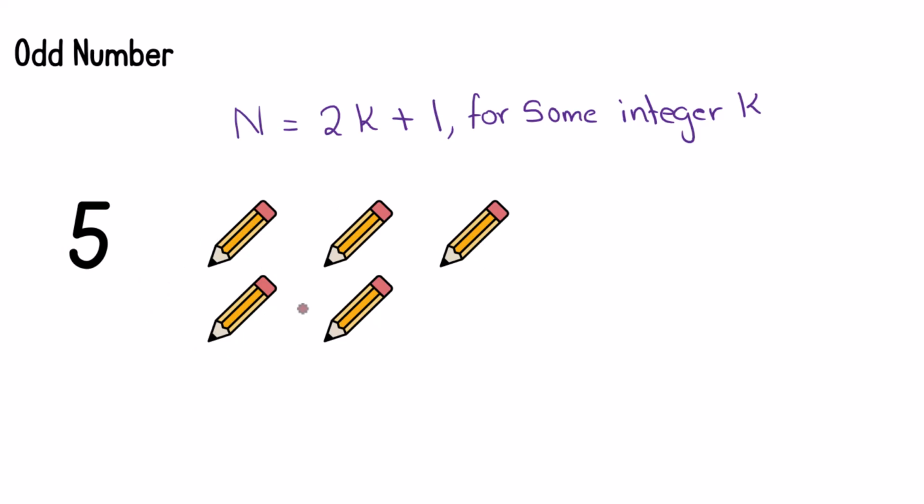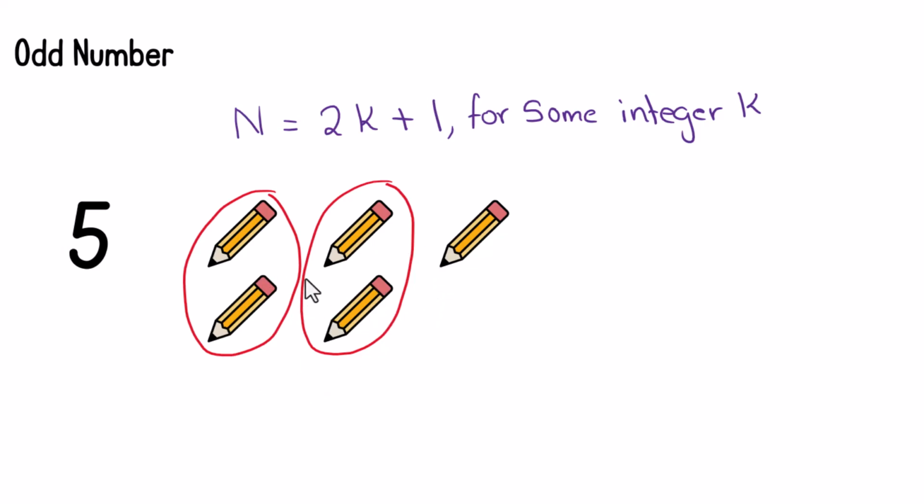So let's do it. This is 1 pair. This is another group of 2 pencils. So what did we notice here? We notice that after forming 2 complete groups of 2 pencils, we are left with 1 pencil that cannot be paired. This is the defining characteristic of an odd number. You see, we cannot evenly divide these 5 pencils into groups of 2 without one being left over. This is exactly what makes a number odd.